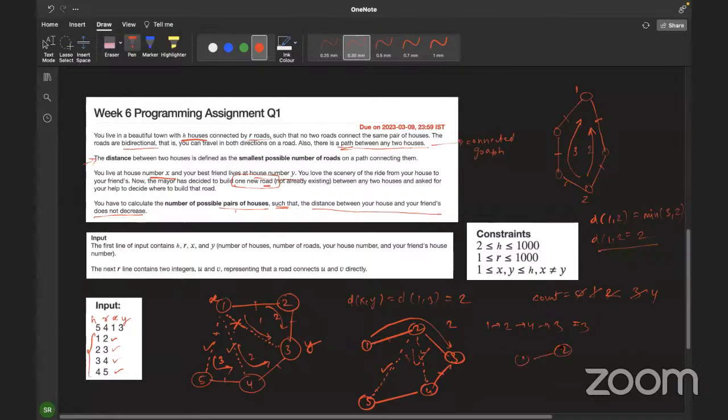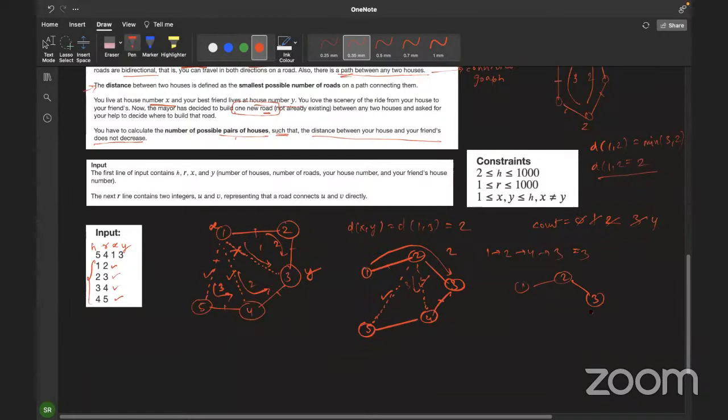And now, what could be the other part? If we connect 3 and 1, already seen, we cannot do that. If we connect 3 and 5, yeah, we can consider this one, because the distance between 1 and 3, there's only one path, that is 2. It doesn't change. So yeah, this is a valid road, and we increment to 5. And yeah, we have considered all the cases right here. Okay, we have considered all of them. So our final answer would be 5.